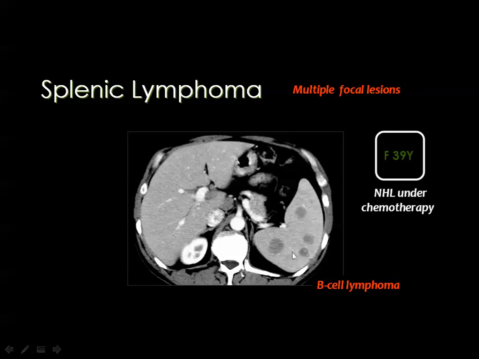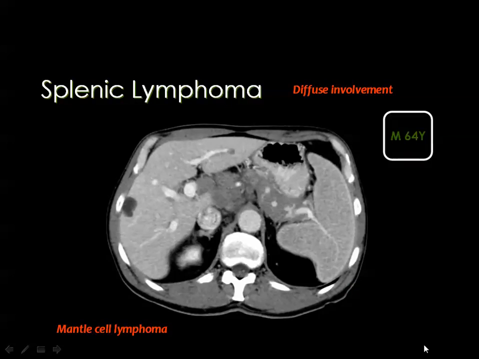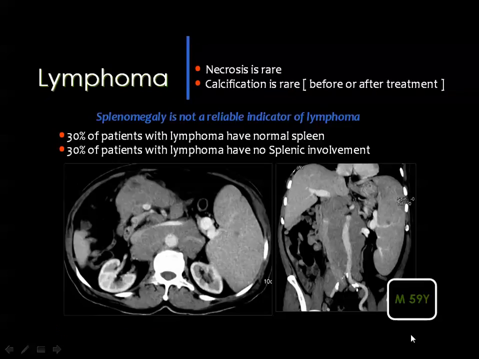You see multiple solid focal parenchymal lesions in the spleen, and with solid lesions in the spleen, the first possibility should be the lymphoma. Then diffuse involvement, you see that the spleen is enlarged, but the parenchyma is not homogeneous. And if you look carefully, you can see minute hypodense focal lesions scattered throughout the splenic parenchyma, and this means that there is diffuse infiltration of the spleen by lymphoma.